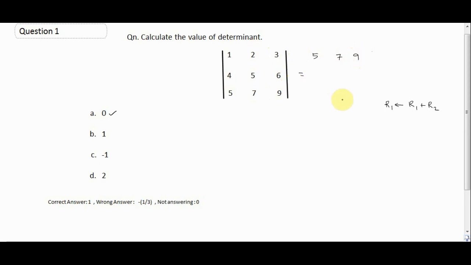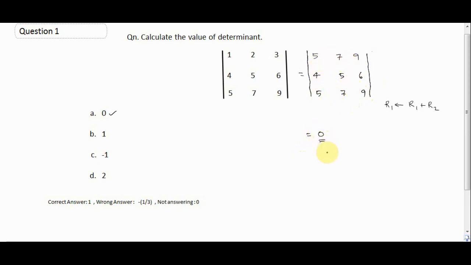Okay, so row number 2 will have elements 4, 5 and 6. Row number 3 will have elements 5, 7 and 9. So as per property number 5, this determinant value should be same as that of this one, the actual determinant. Now if we look into this new matrix, you can see that row number 1 and row number 3 are having same elements. Therefore, as per property number 3, determinant of this new matrix will be equal to 0.